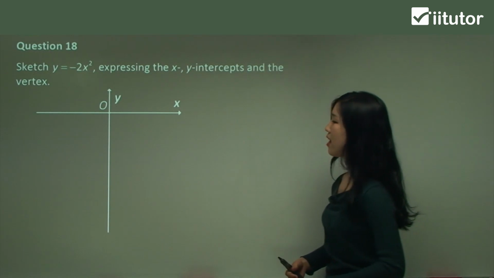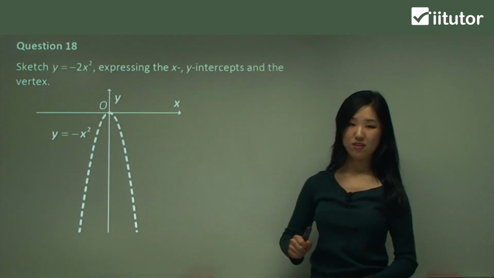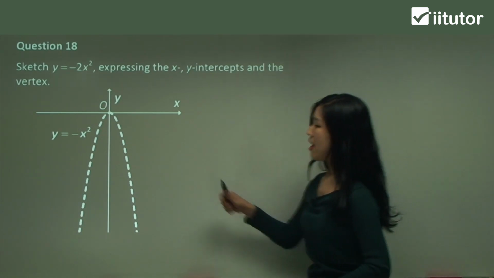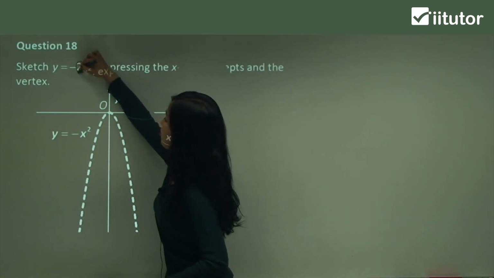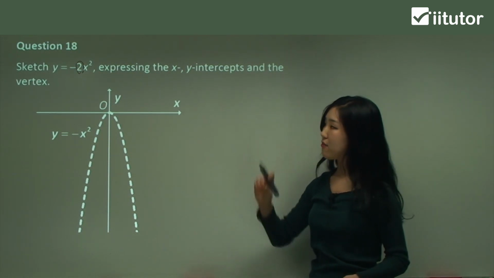Okay, well, I'll start off by drawing the negative x squared graph that we did in the previous question. So you all know how to do that. And the only difference is that it's got a 2.